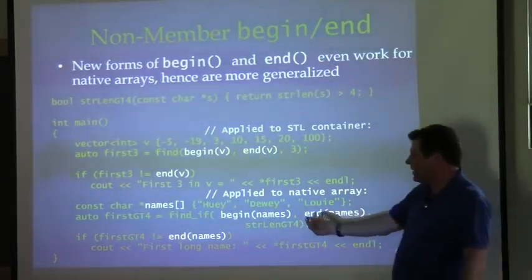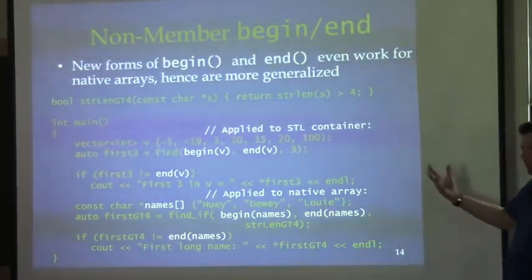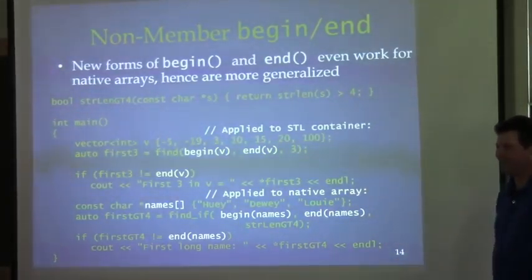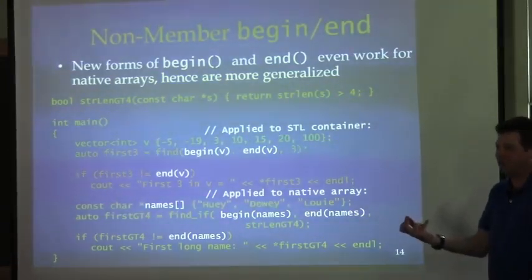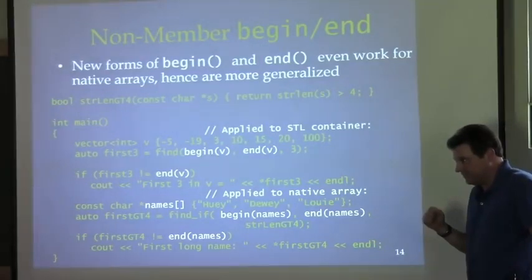Yeah, well, the findIf algorithm works correctly with a 0 length range. It would work. It would return that iterator. It wouldn't find it because you've given it a 0 length range to search. So it really is equivalent. Okay?